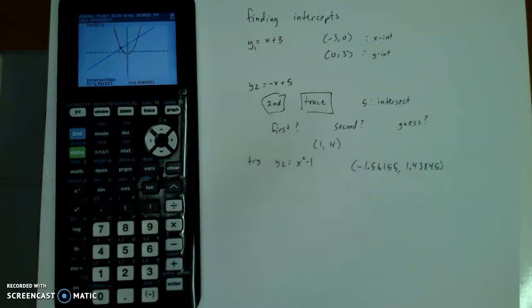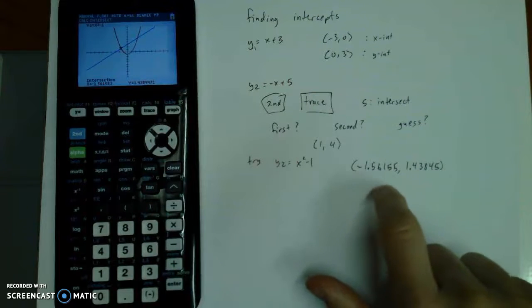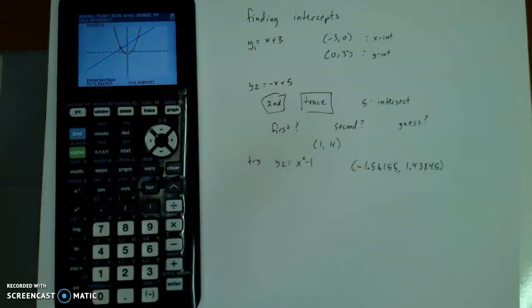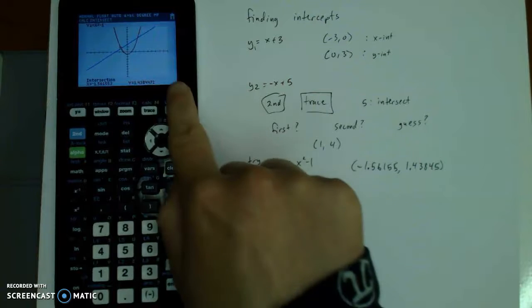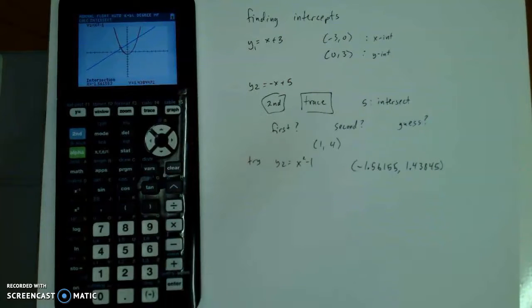I always remind students this is a decimal approximation. If there's a radical in the answer, the calculator is not going to give that to me exactly. I could then check on my main calculator, and I'll do that in a minute, but again, the graph at least is just giving me a decimal.